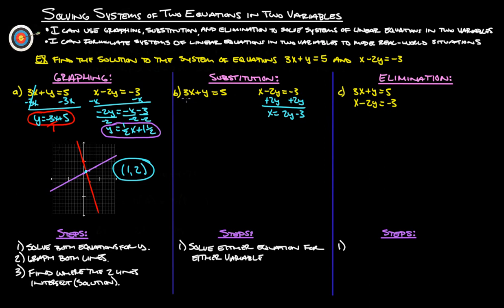Another easy way we could have done that is subtract 3x from both sides on the other equation, and you get y equals negative 3x plus 5. Either one is fine.